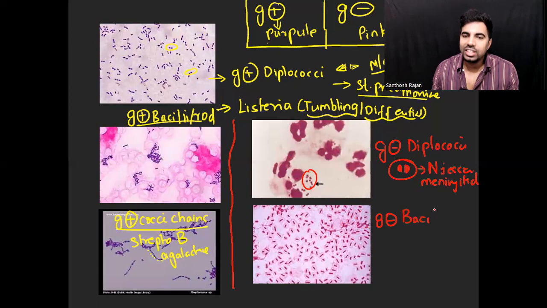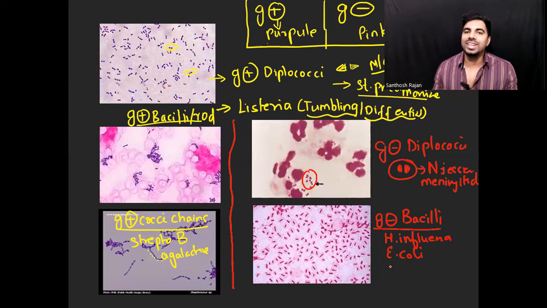gram negative bacilli. You can have anything, especially if you see here, it's more pleomorphic. So I can say it's H influenzae, but not only H influenzae. You can have E. coli, which is also one of the common causes of meningitis. You can have Klebsiella, also one of the most common causes of meningitis. Remember? So these are possible.